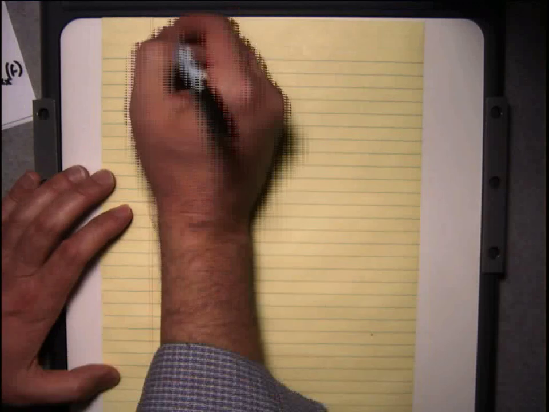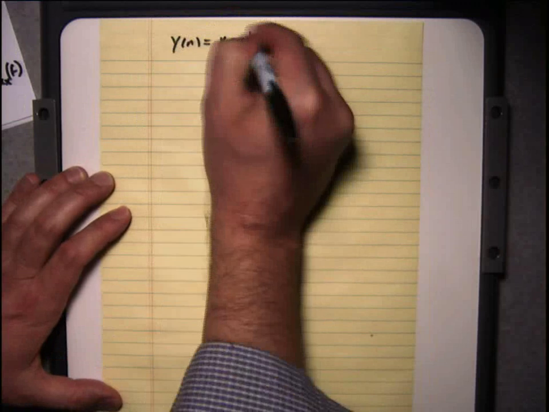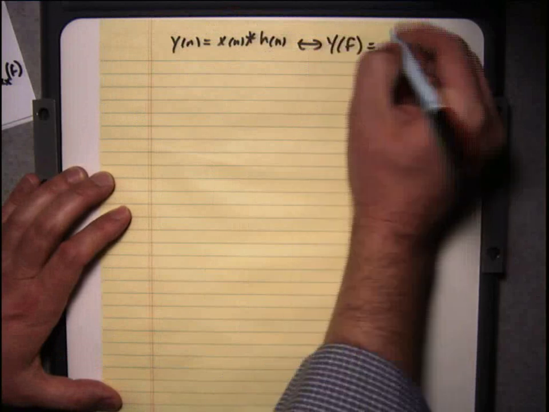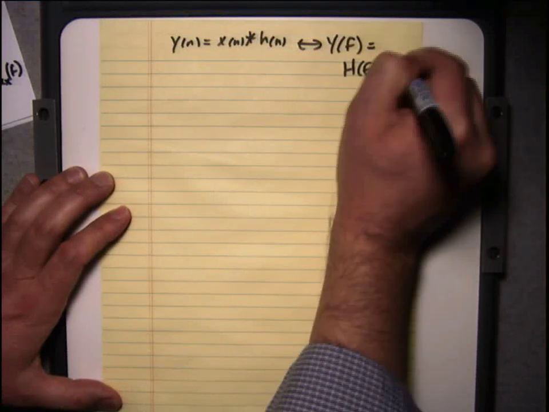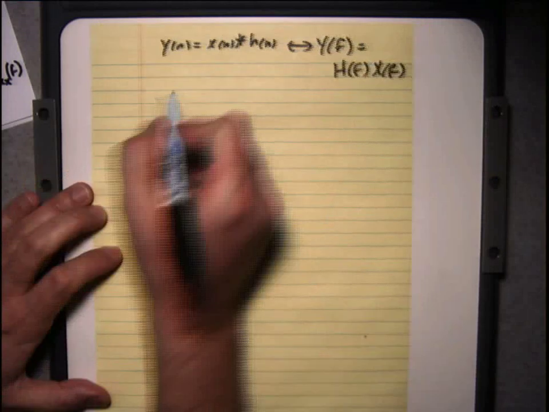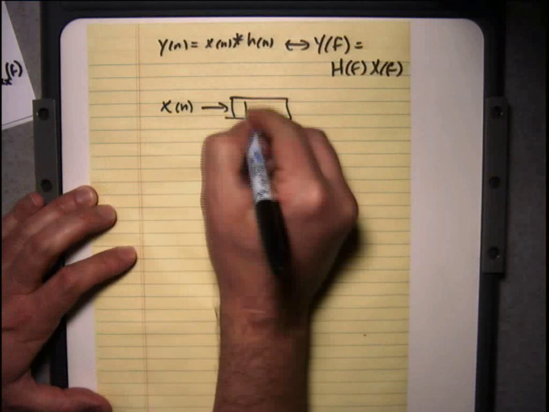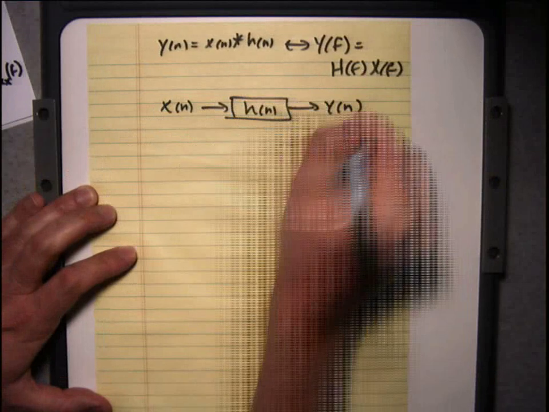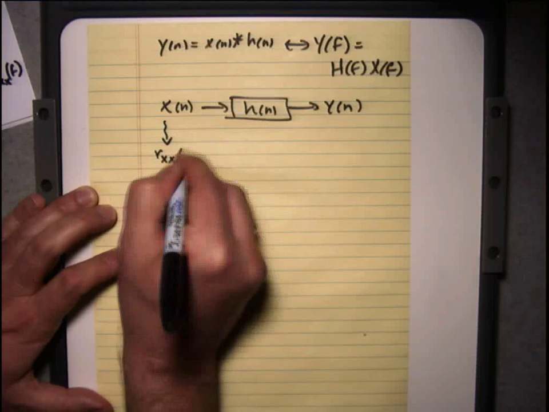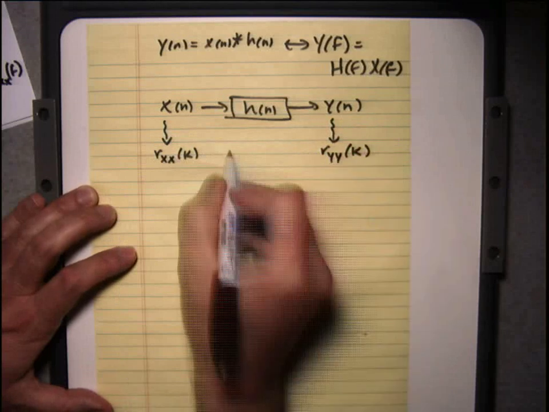Okay. Also want to remember that convolution is multiplication in the frequency domain. So now what I want to do is ask, if I take this input to be a random process, and let's say this guy has autocorrelation function Rxx, this guy is going to have autocorrelation function Ryy. How are these two related?